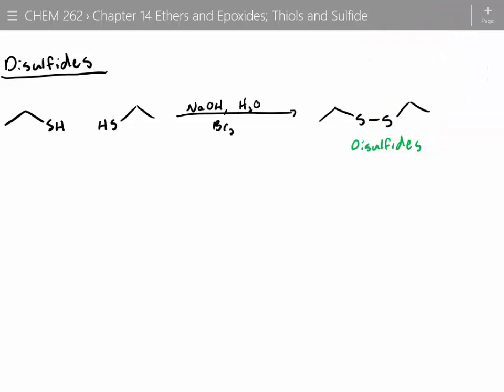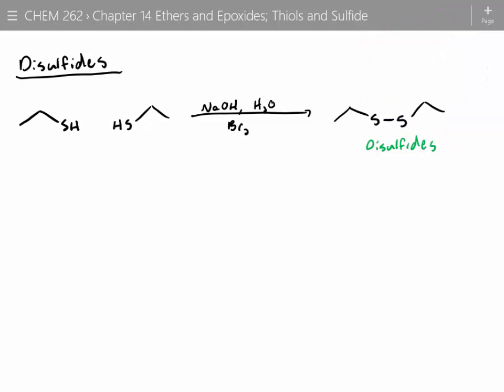Really, we don't need to use sodium hydroxide, water, and bromine. Our body does this reaction on its own. If you look at this, what's happening to the sulfurs? Are they being oxidized or reduced? They're being oxidized, right? So if we look at these guys going over here, they're being oxidized.